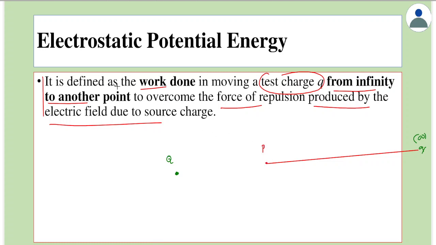Whenever the charge is being brought towards this source charge, capital Q will push it away, because both capital Q and small q have the same polarity. It will push it away, so we are doing work here. Whenever work is done by an external agency, that work increases the system's potential energy. Here also, the work done by us in bringing this charge from infinity to this point gets stored as the system's potential energy.